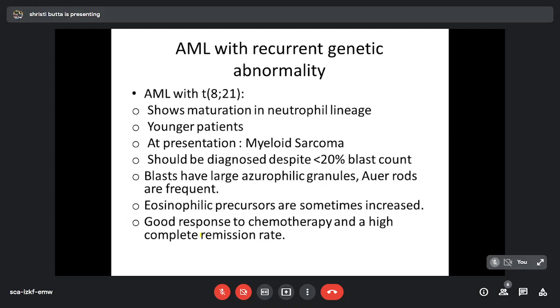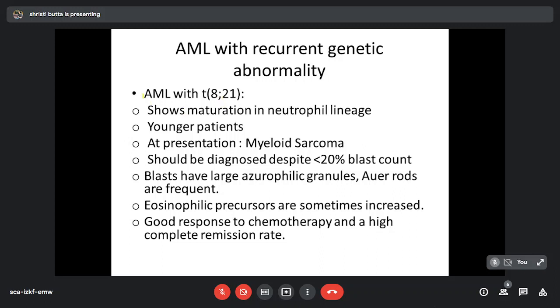Now AML with recurrent genetic abnormalities t(8;21), that shows a characteristic maturation in the neutrophil lineage. Note there is a maturation in the neutrophil lineage, and patients are usually young females. At presentation, they have a myeloid sarcoma. They should be diagnosed despite a blast count of less than 20%. Blasts have large azurophilic granules, or Auer rods are very frequent, eosinophilic precursors may be increased, and it has a quite good response to chemotherapy. So even if the blast count is less than 20% here, okay, and the patient has a translocation 8;21, you have to diagnose that as AML.